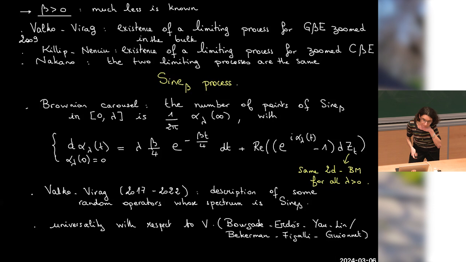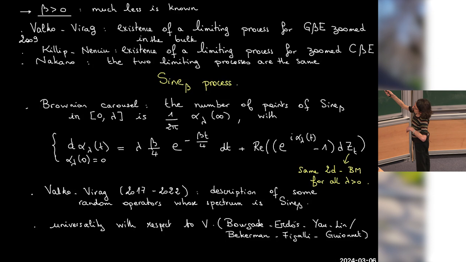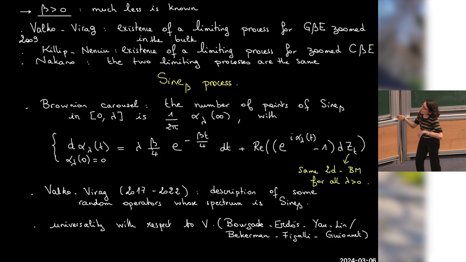So one way to describe sine beta is through a coupled family of stochastic differential equations. Just to give a general idea, if you want to know the number of points of sine beta in some interval 0 to lambda, you look at this equation: alpha lambda will solve a stochastic differential equation. Valko and Virag show that the limit of alpha lambda when t goes to infinity is equal to 2 pi times an integer. It's a bit of a miracle, so it's called the Brownian carousel. And this integer is the number of points of sine beta.